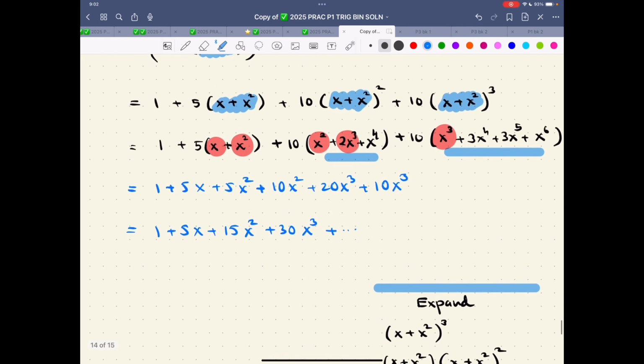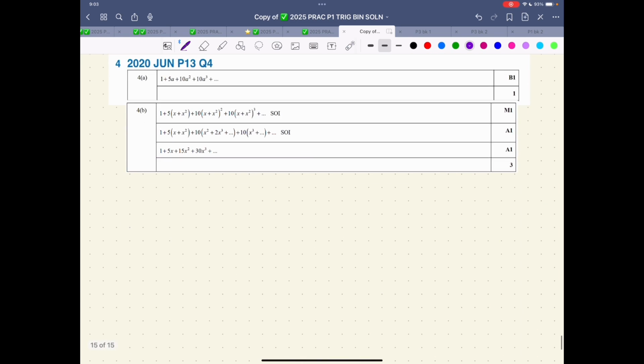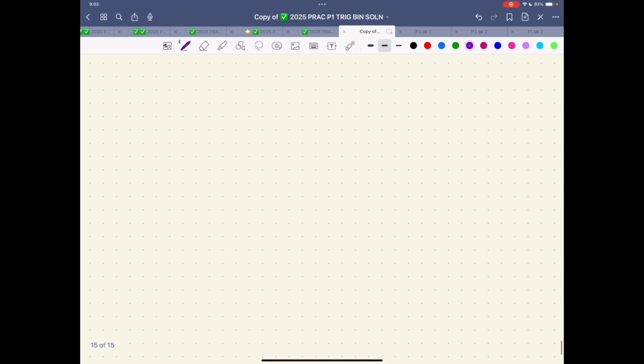And then pick the selective terms. Which ones are these selective terms? I need all the way till x cube. I need this, I need this, I need this. That's it. Of course this, of course this, of course this. And then I add it all up. This is the answer right over here.